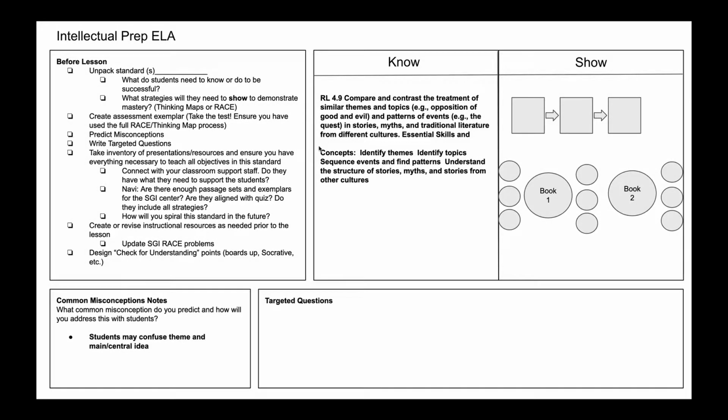I have most of my intellectual prep notes done. I've got the standard here, RL 4.9, as well as the concepts that students need to know to show mastery. I also have 2 thinking maps, a flow map for sequencing and a double bubble map for compare and contrast. This is what I'd like students to be showing as they work through the standard.